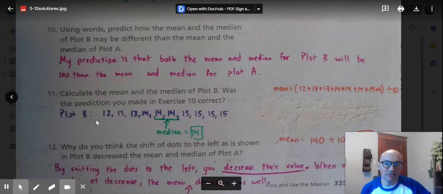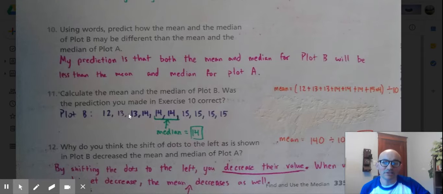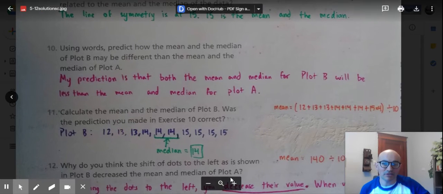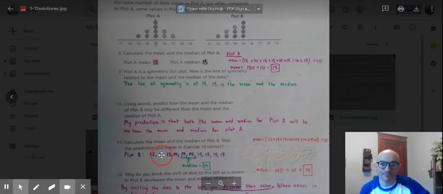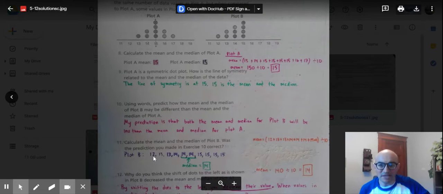To calculate the median of plot B, we need to list our data in order from smallest to largest. When you're listing data like this, let me just zoom out a quick second here, and you're writing these down like this. 12 is this 1. There are 2 dots at 13, so I list 13 twice.